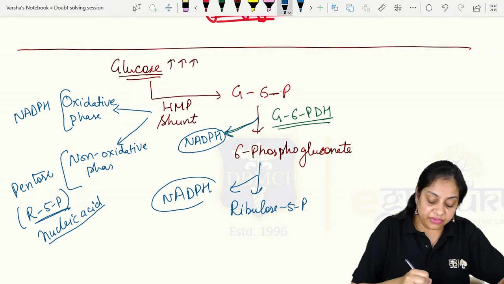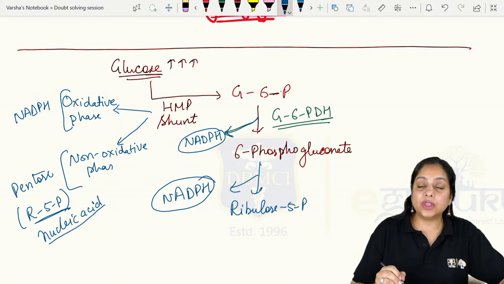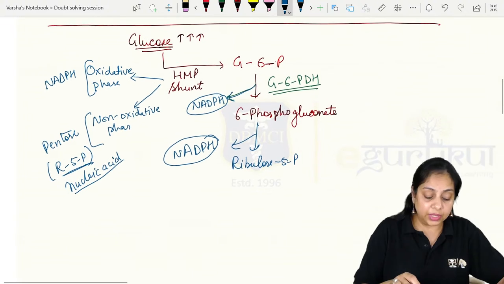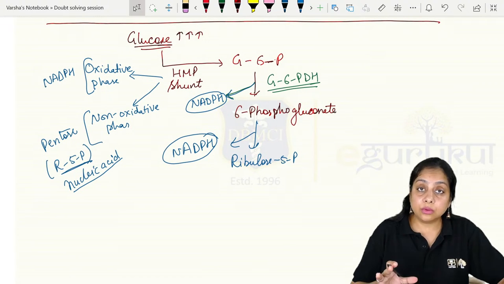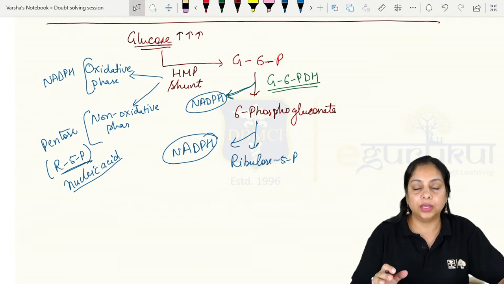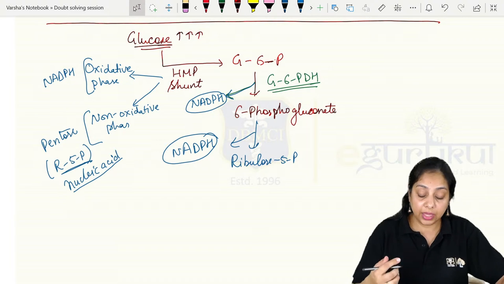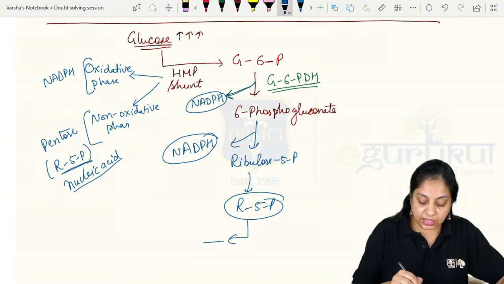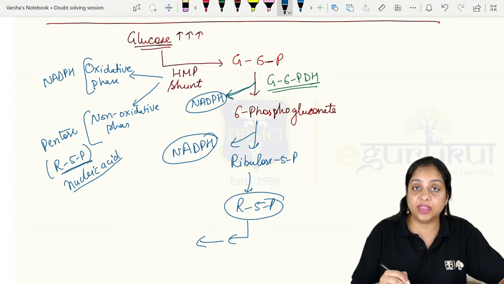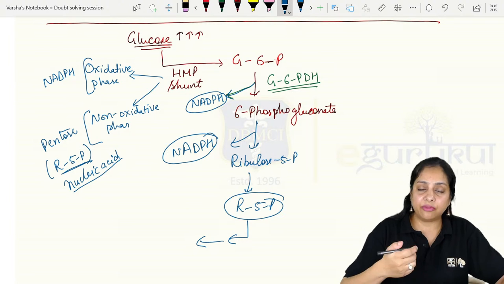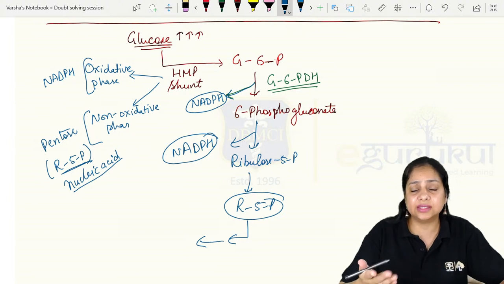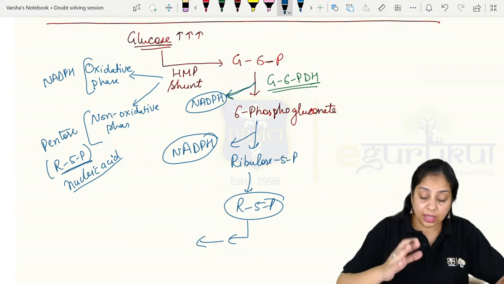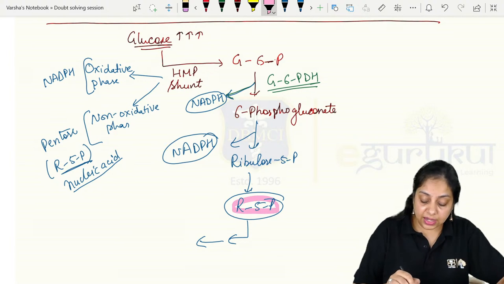I'm going over this very quickly, not in detail, because we have done it and most of you know it. I'm just trying to come to the diseased part of it, so I'm rushing through it. Ribulose can be converted into ribose 5-phosphate, which can be taken down to the non-oxidative phase. Then we have the transketolase and transaldolase enzymes, and we form the various products. But I'm going to stop right here at this point.